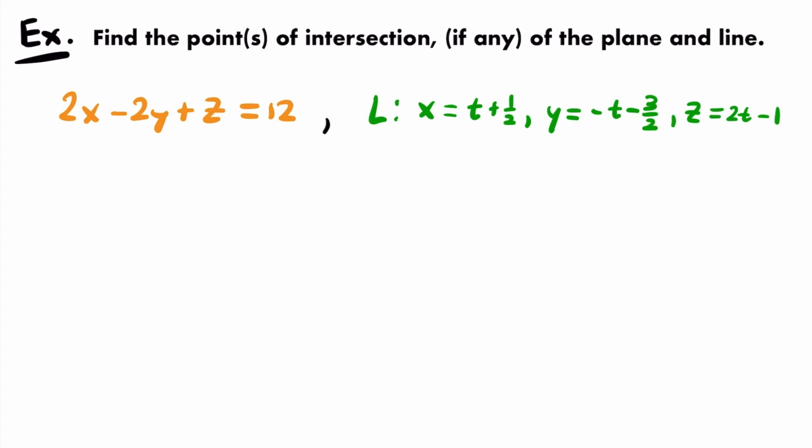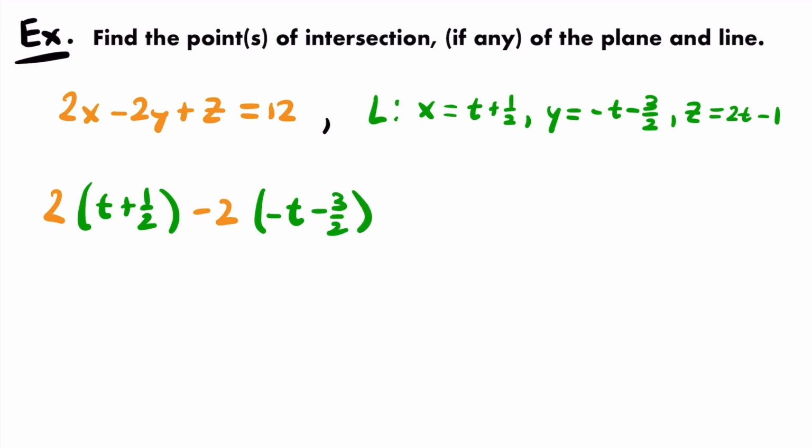And then once we do that, we want to see if we can solve for the parameter of t. Okay, so let's do that. We're going to have 2 times t plus 1/2 minus 2 times negative t minus 3/2, and then we're adding that to 2t minus 1, and that's equal to 12.